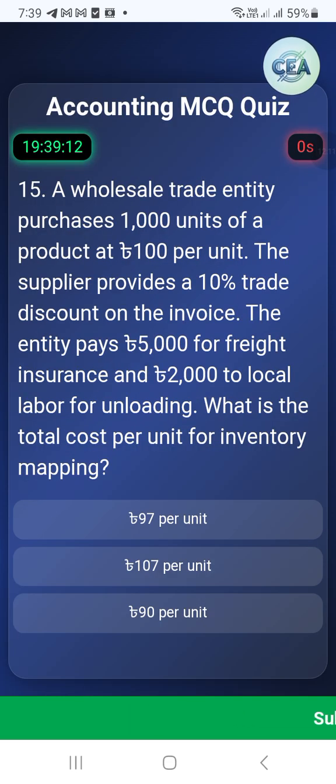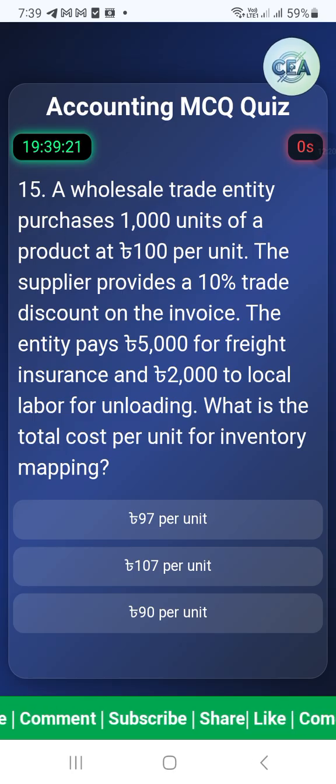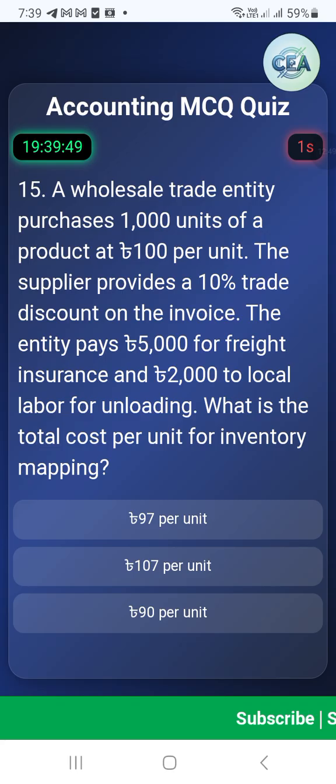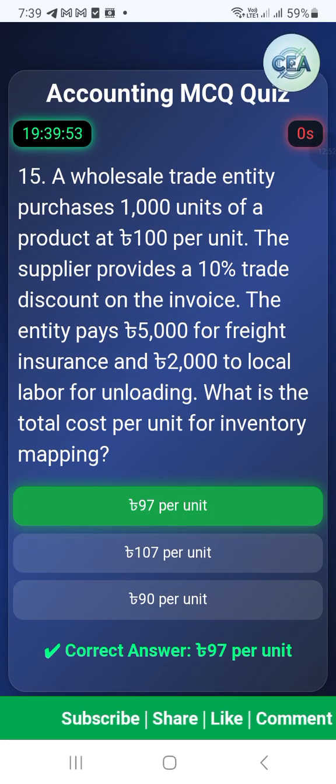15. A wholesale trade entity purchases 1,000 units of a product at 100 takas per unit. The supplier provides a 10% trade discount on the invoice. The entity pays 5,000 takas for freight insurance and 2,000 takas to local labor for unloading. What is the total cost per unit for inventory mapping? Option 1, 97 takas per unit. Option 2, 107 takas per unit. Option 3, 90 takas per unit. Correct answer is 97 takas per unit.